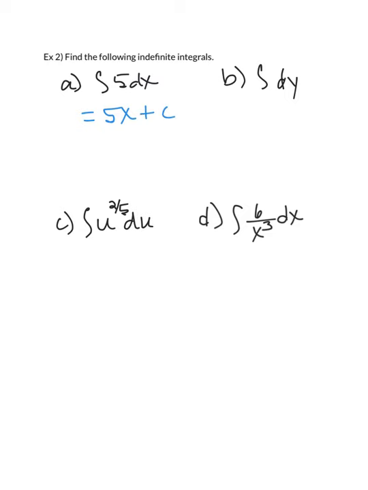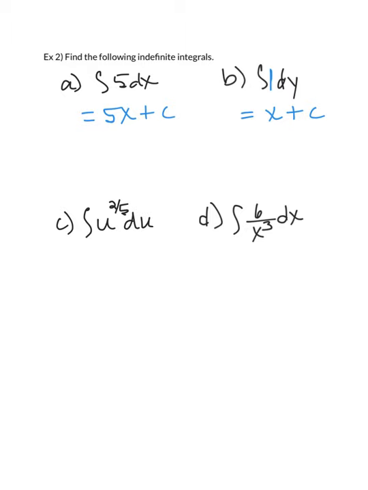On b, we have the integral of dy. The trick on this one is recognizing that there is a hidden 1 in here. What would the integral of 1 be? It would be 1x plus c.